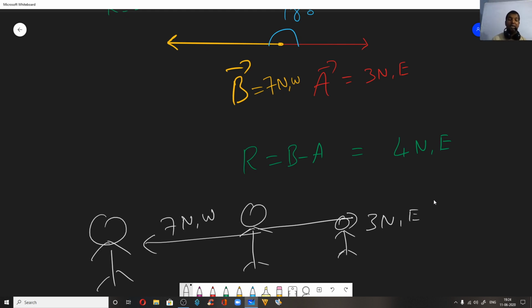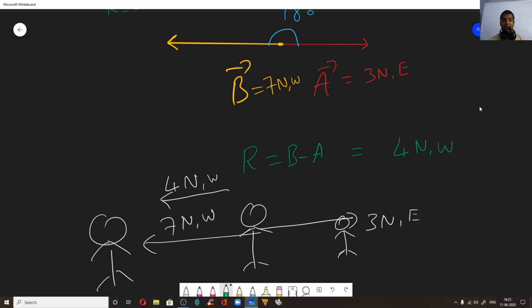You will move in the direction of your friend who is applying 7 Newton, with the resultant force acting on you. In this case, it will be 4 Newton towards west. Sorry, here I think I wrote 4 Newton east. See the green one. Here it is actually 4 Newton towards west. Small mistake.